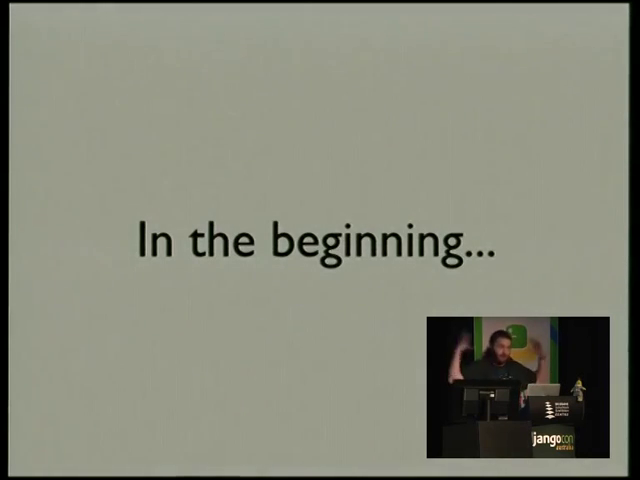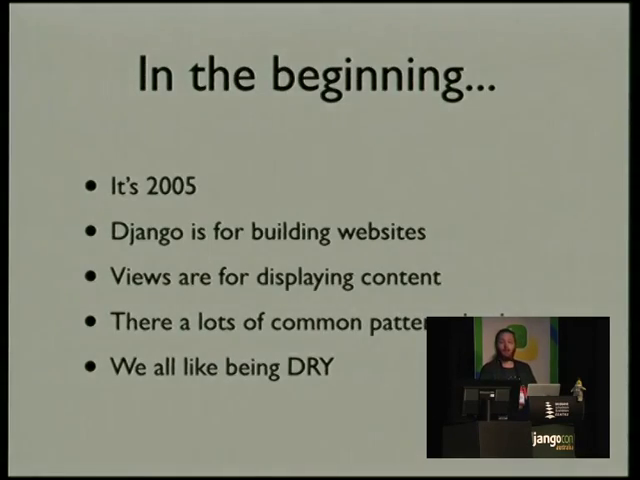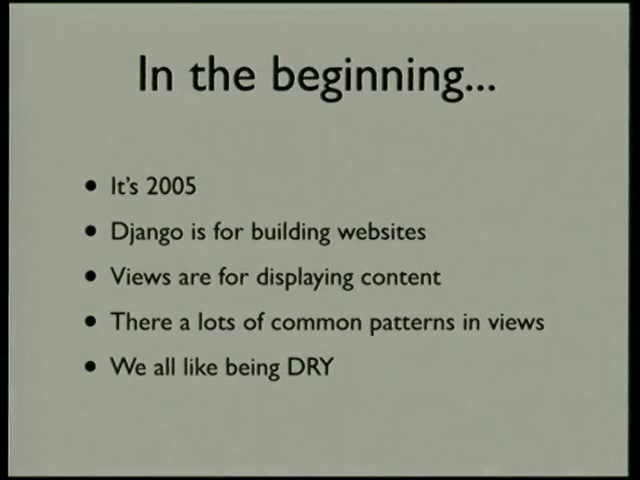So, okay, we're talking about big picture here. If we're talking about big picture, we've got to explain why we've got what we've got, so it helps to know where we've come from. In the beginning, it was 2005. Django is there to build websites. We got the wonderful introduction this morning from Simon Willison about what happened in those early years. It's open sourced in July of 2005. It's there to help you build websites.